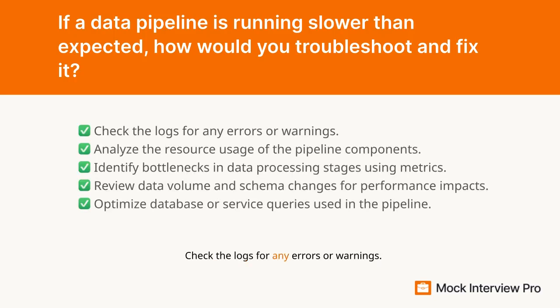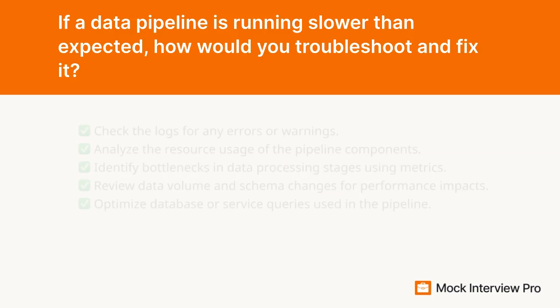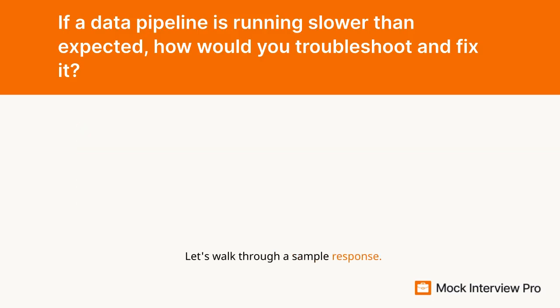Check the logs for any errors or warnings. Analyze the resource usage of the pipeline components. Identify bottlenecks in data processing stages using metrics. Review data volume and schema changes for performance impacts. Optimize database or service queries used in the pipeline. Let's walk through a sample response.